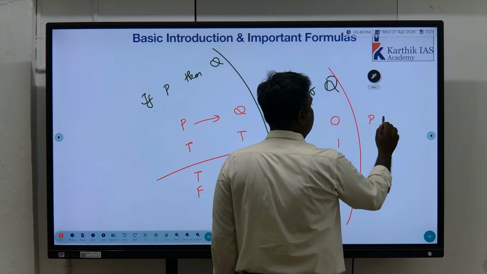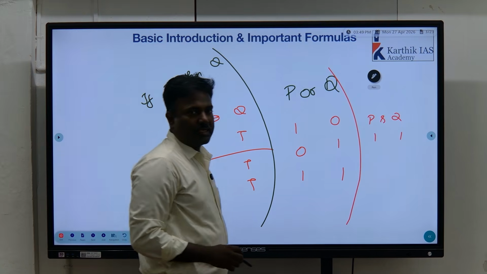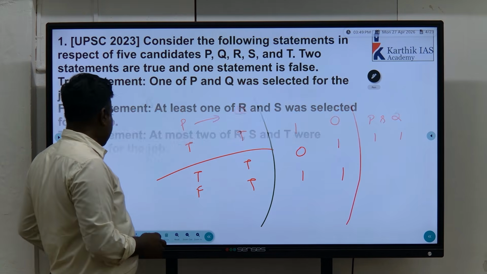P and Q means it should be both 1 and 1. Both have to be true. Understand? So based on this, some questions are there.